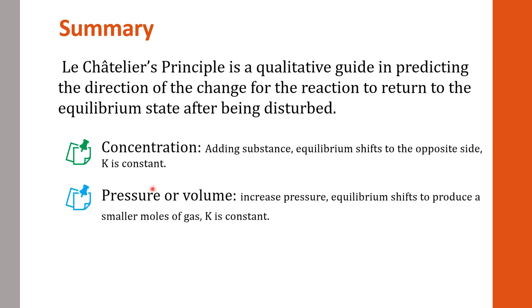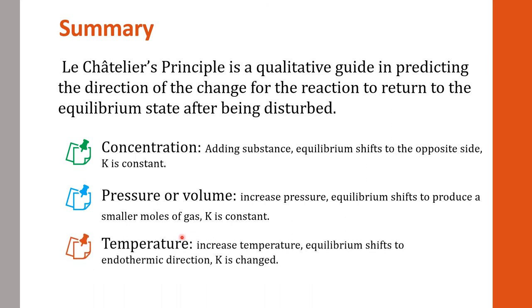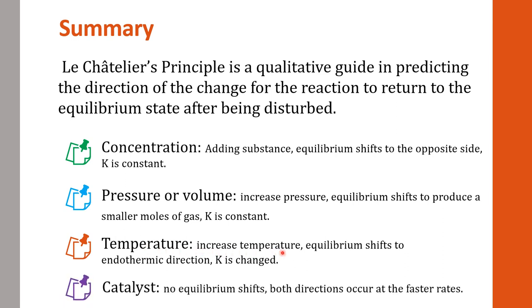If we change the pressure or volume of the equilibrium system, if we increase the pressure, it will shift to the side that produces fewer moles of gas, and K remains constant. If we change temperature, increase temperature, the equilibrium will shift in the endothermic direction, and the K value is also changed. If we add a catalyst to the equilibrium system, there will be no equilibrium shift. Both directions occur at a faster rate.